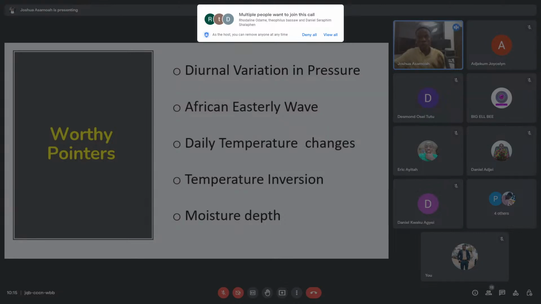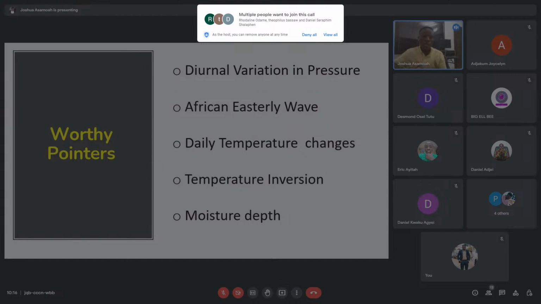And so shallow moisture depth will lead to shallow cloud formation and then shortly rainfall accelerated. But if you're having a very deep moisture depth, or higher moisture depth, then obviously you expect deeper clouds to form and eventual heavy or moderate rainfall, whatever precipitation that we're expecting to also happen.